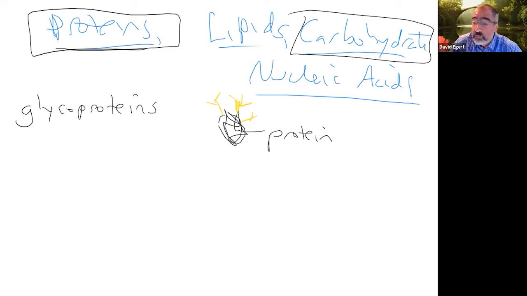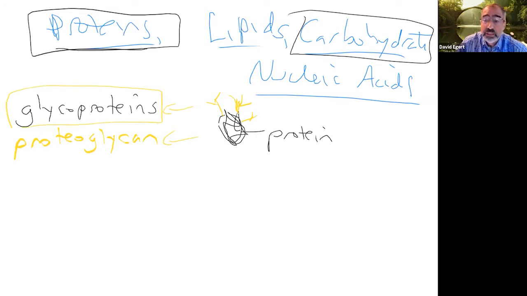There are also molecules that are a mix of carbohydrate and protein, except if they're mainly carbohydrate with amino acid groups hanging off, then it might be a proteoglycan. So a glycoprotein and a proteoglycan are both hybrids between protein and carbohydrate, but this one is mainly a protein with some sugar groups. This is more mainly a carbohydrate with some amino acid peptide groups.